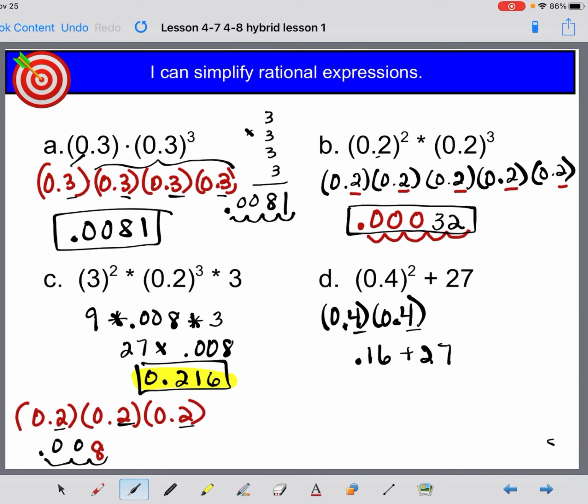Now, some of you are going to get this confused. Where is the decimal in this 27? It's at the end. So when you're adding these two numbers, 16 hundredths plus 27, you need to line up those decimals. Do not just stack the numbers. Your answer is 27 and 16 hundredths.